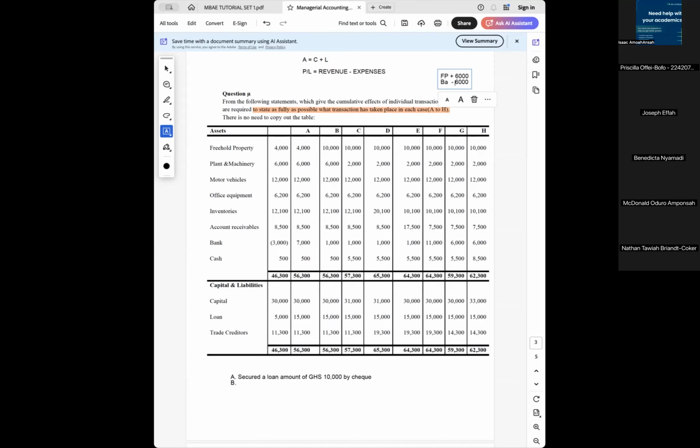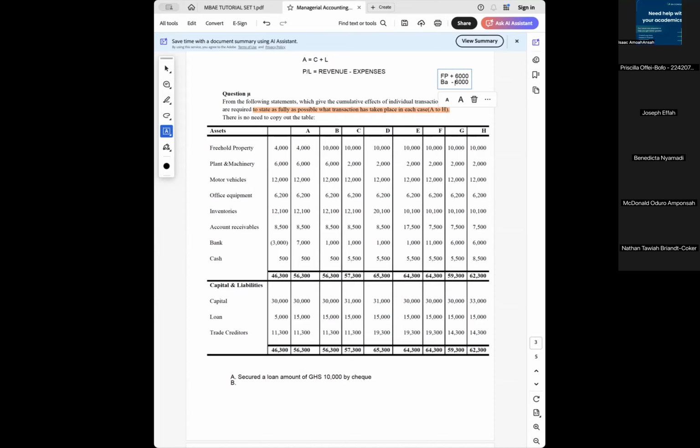What could be the transaction that resulted in freehold property increasing? Did we buy freehold property or an owner brought in freehold property? That could be the possible issues. Have we bought? An owner has contributed? Okay, or we can have paid for it on credit? Yes, you can.